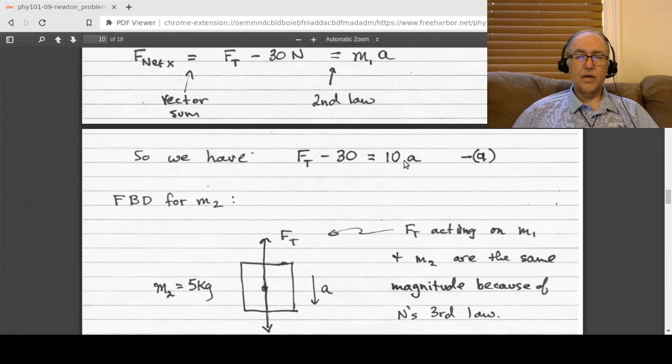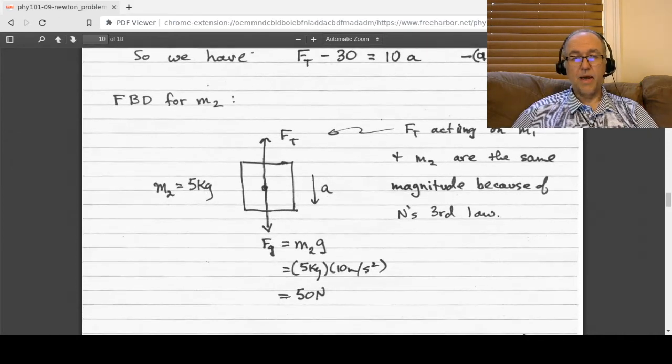And how do you solve equations with two unknowns? You're going to need two equations, two independent equations. And where are you going to get the other equation? From your free body analysis of M2, okay? So here's my free body diagram for M2. It's pretty easy. Because it's not touching anything, there's just two forces on it. So here's M2, all right? M2 is 5 kilograms. What are the two forces on it?